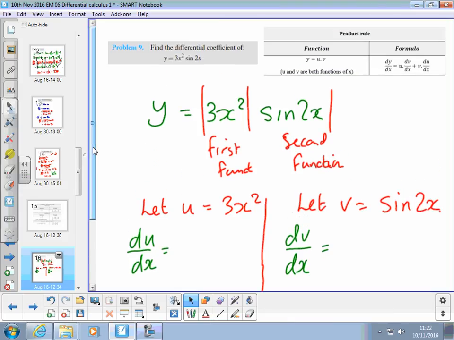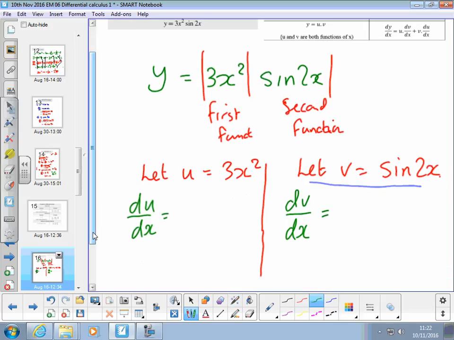What we're looking at with this problem in part 2, initially the first thing is to use the product rule. That's where we've got a function that is two functions multiplied by each other, like this one here. So we've got 3x squared times sine 2x. We say we're going to let u equal the first function and let v equal the second function. We then differentiate those two functions.